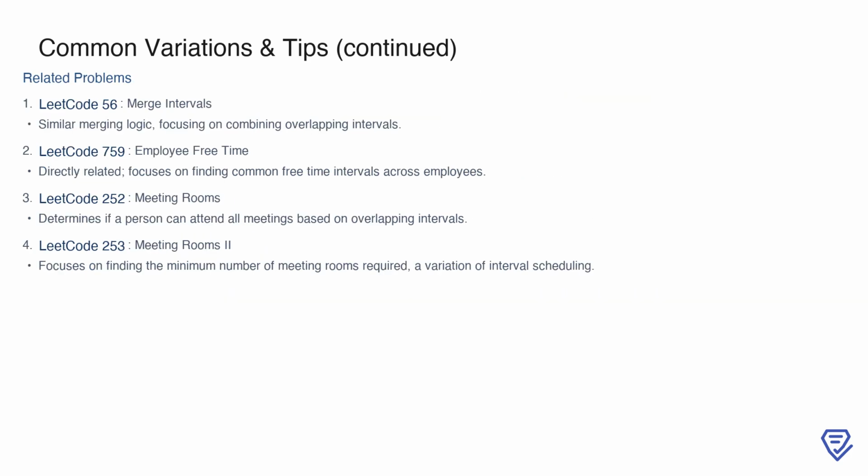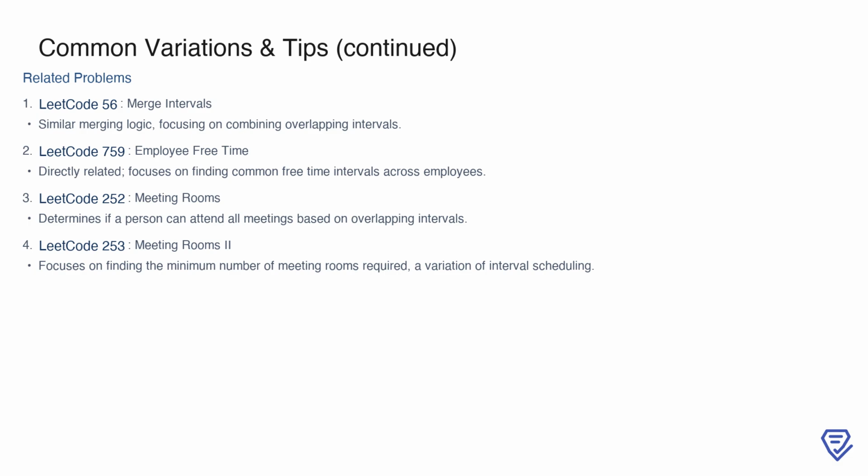This problem is closely related to several other interval-based challenges, which makes it a valuable addition to your problem-solving toolkit. For example, LeetCode 56, Merge Intervals, involves combining overlapping intervals, a concept that shares much of the same logic. Similarly, the employee free time problem itself focuses on identifying gaps between intervals rather than merging them, but the underlying techniques are comparable. LeetCode 252, Meeting Rooms, is another related problem where you determine if a person can attend all meetings based on whether intervals overlap.